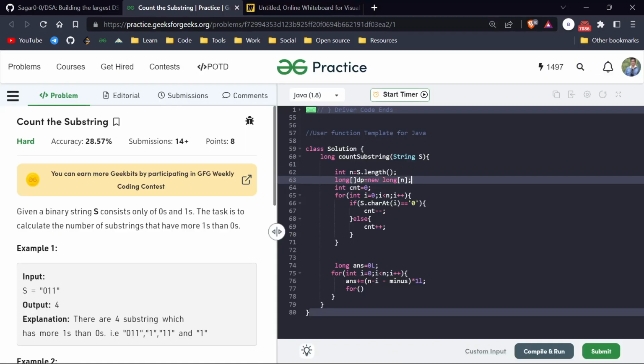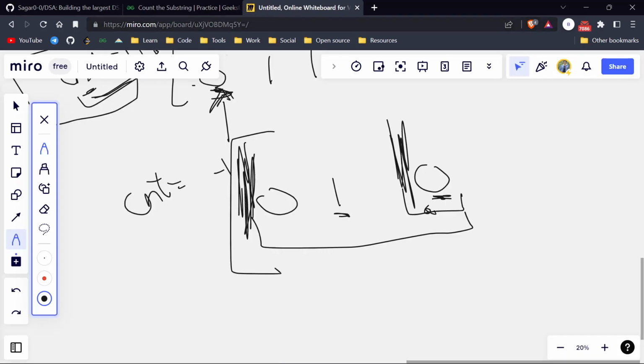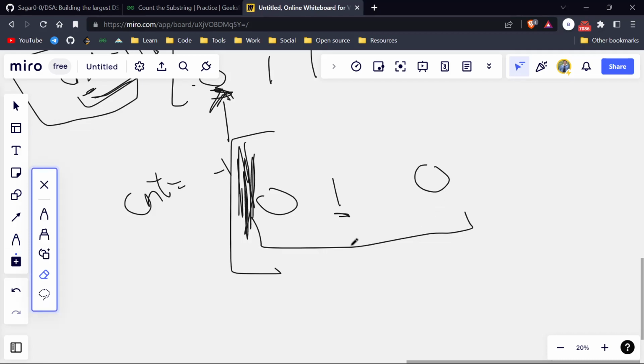So let me just write what we are storing in our DP. So in any DP value, we are storing number of substring with more or equal. So you just understand this thing, greater than or equal means more or equal number of zeros. Okay, so we are storing number of substrings with greater than or equal number of zeros. Okay, so currently we will not store this thing, and that means we are only storing this value.